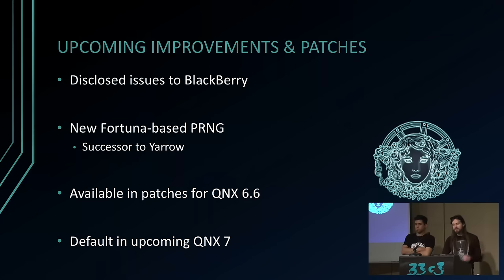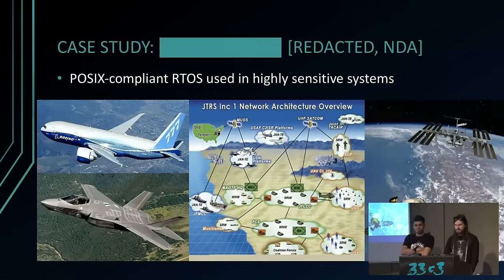Luckily, we disclosed some of these issues to BlackBerry, and based on our suggestions, they drafted a new Fortuna-based PRNG. Fortuna is the successor of Yarrow, for those who don't know. And it's available in patches for QNX 6.6, and it will be the default random number generator for the upcoming QNX 7, which should be released, I think, in January or something like that.